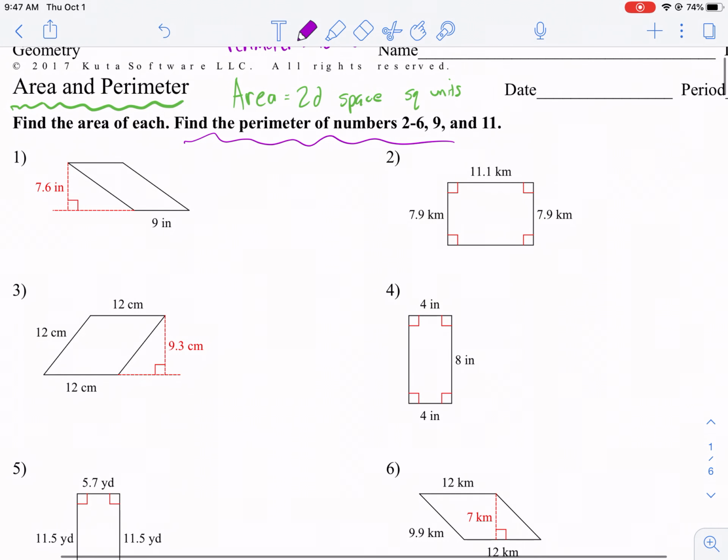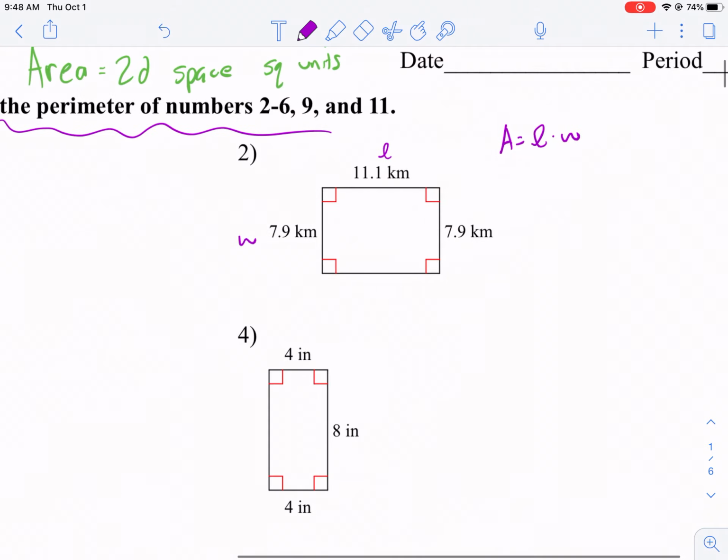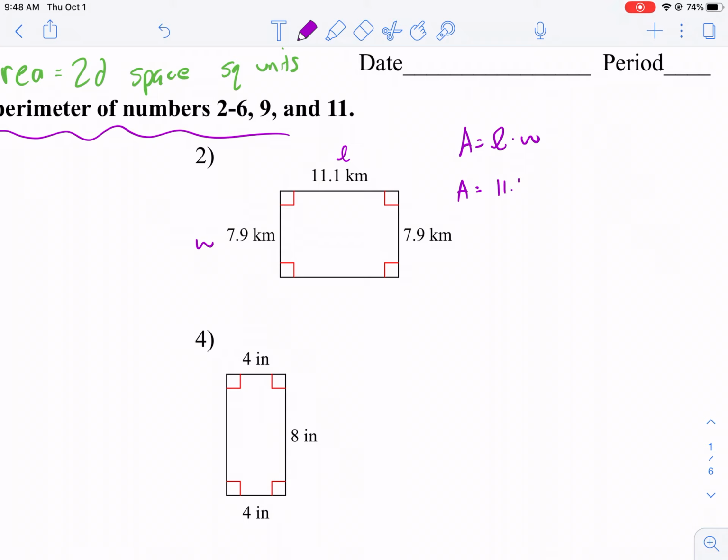Now we're trying to find area. Area for a rectangle or a square is just the length times the width. It doesn't matter which one you call which because we're just multiplying. So we're going to substitute the values that we know. If we called the length 11.1, we type in 11.1 times 7.9. Keep in mind that right now we have kilometers for the units. That's the distance of each one of these lengths. So we get area equals 87.69, but what are the units? Kilometers squared. Okay, so that's our area.